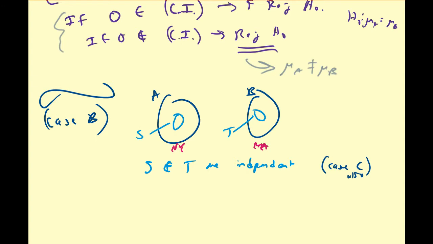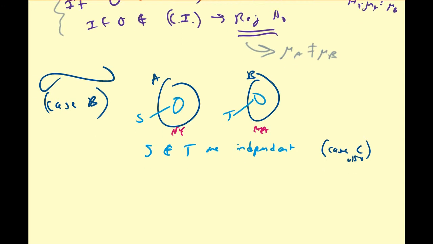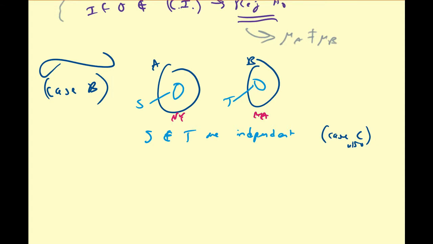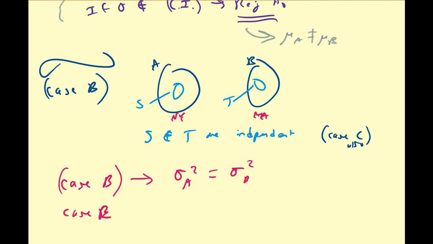So what's going to differentiate between case B and case C? Case A, case B and case C are going to differ in this. Case B considers the case where the variances of A and the variances of B are equal, and case C is going to look at the case where sigma a squared does not equal sigma b squared. That the variances are equal or the variances are not equal. So you can test, use the F test if you don't know.